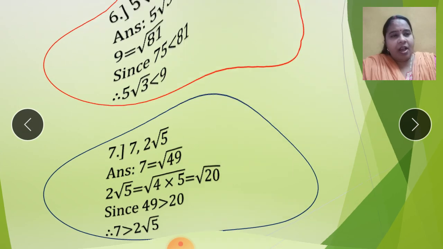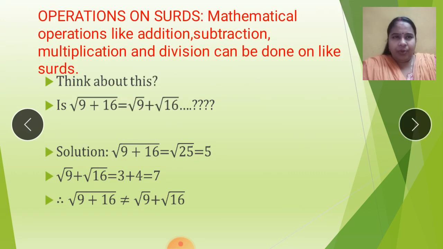Okay. After this, we are going to take one more important topic, that is operation on surds. Now operation on surds means what? What are the mathematical operations that can be done? Addition, subtraction, multiplication and division. What I need to remember is that these mathematical operations can be done only and only on like surds. Okay.